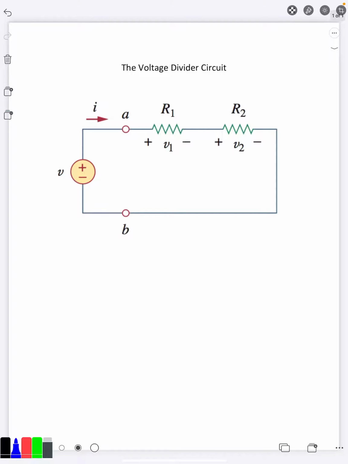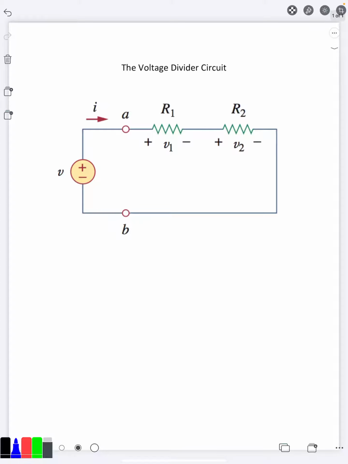In this video, we're going to discuss what's called the voltage divider circuit, and that is whenever you have two resistors in series and you know the total voltage that's going across them. In this case, we know the total voltage because they're hooked up to a voltage source V, but it could be a different scenario where you just happen to know the total voltage across and you want to find out how it's broken up over the two individual resistors.